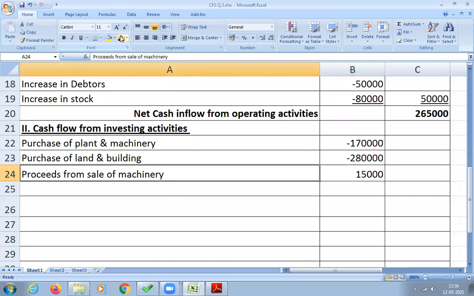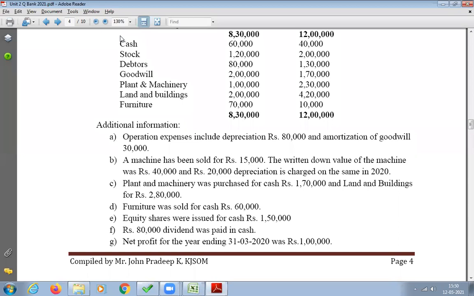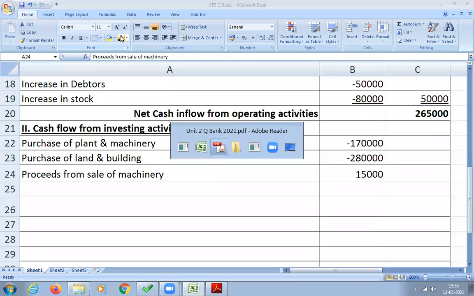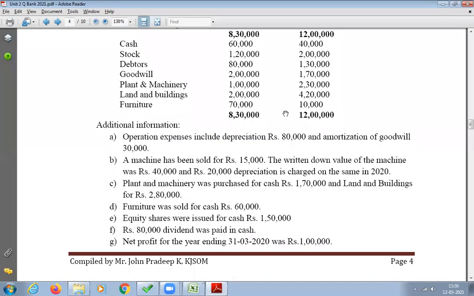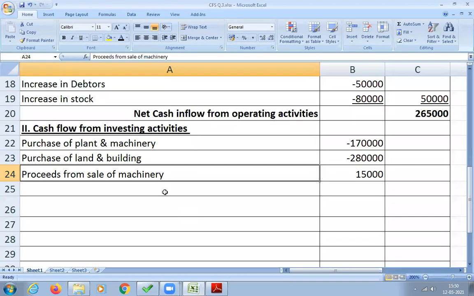Any other assets sold? Furniture, sir, 60,000. Furniture also is sold for 60,000. That is why we didn't prepare the furniture account, because it's very clear from the given balance: 70,000 opening balance, closing balance 20,000. So the difference is how much? 60,000. 60,000 is the sale value. Write down, proceeds from sale of furniture. Plus or minus? Plus 60,000. Clear?